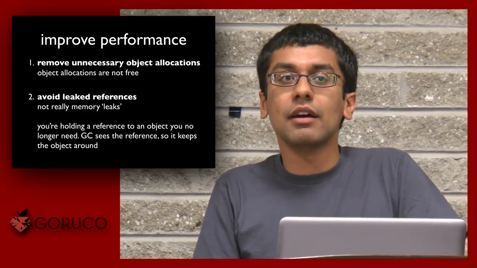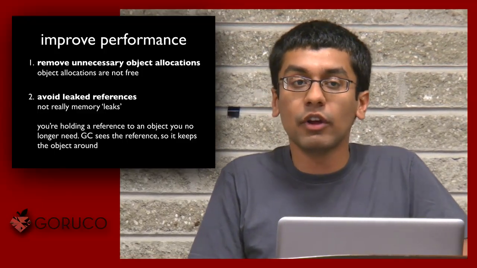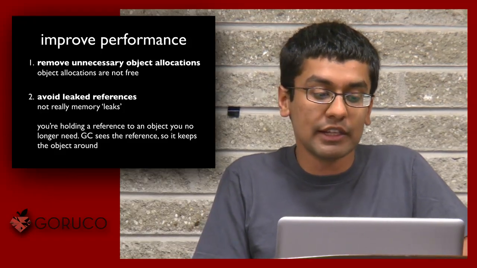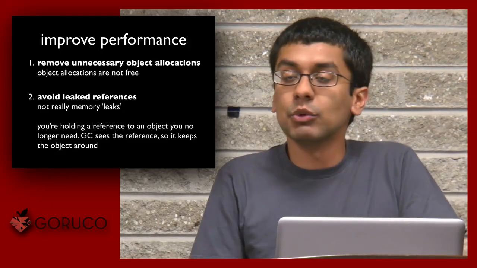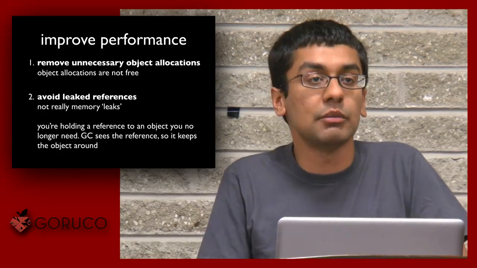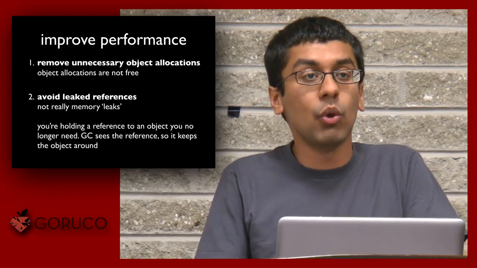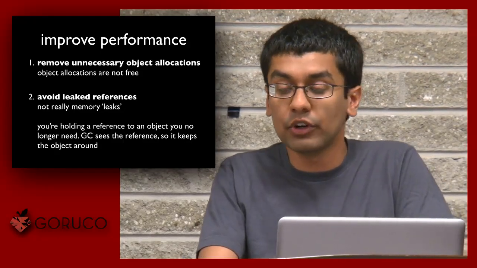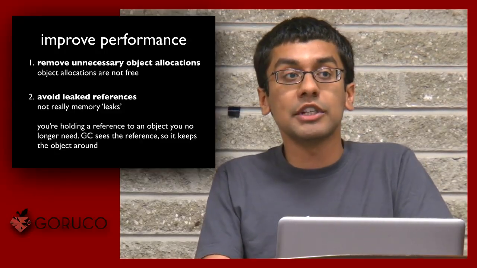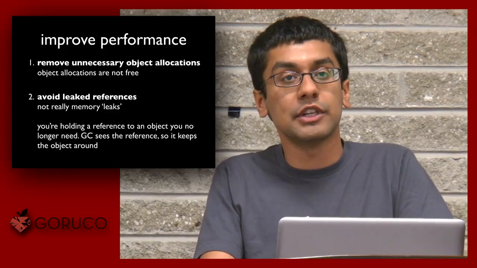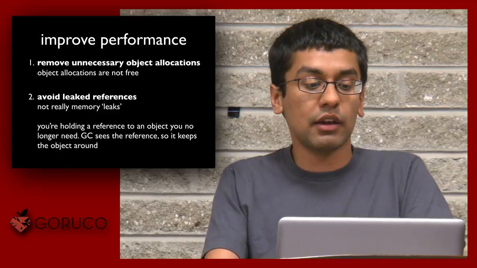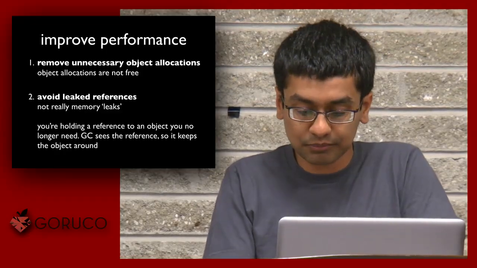So this could be considered a memory leak, although it's not technically a memory leak. It's a leaked reference. So what's going on here is basically you created an object and you don't need it anymore, but you're still holding a reference to it. And the way the garbage collector works is as long as any object is referenced, it's going to assume that object is in use. And so it's not going to garbage collect it.